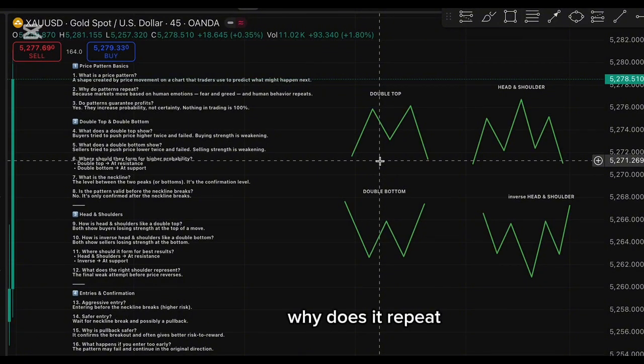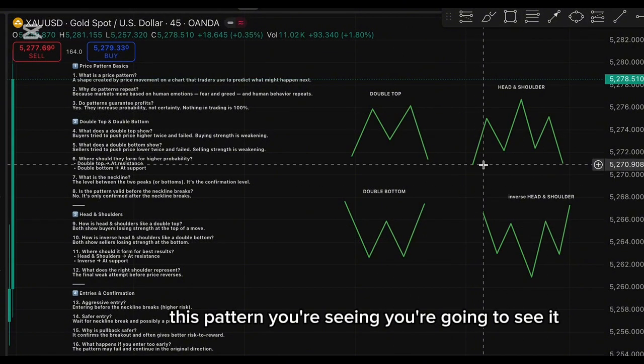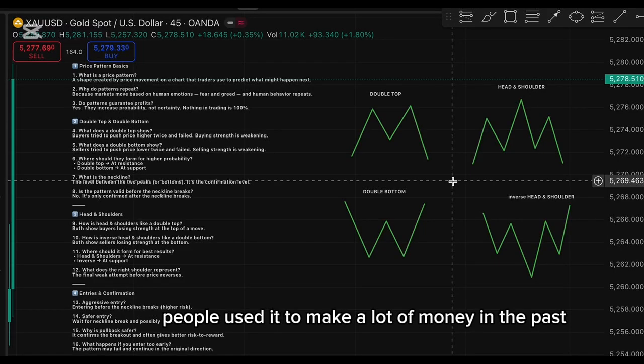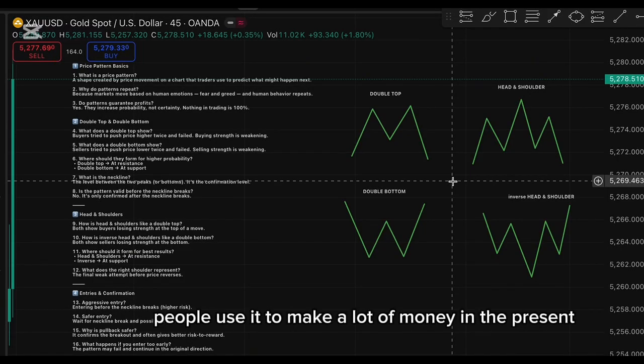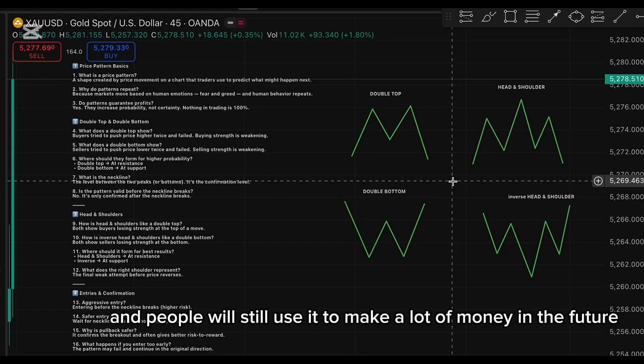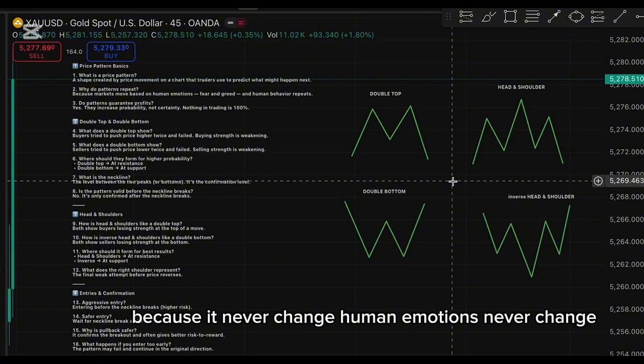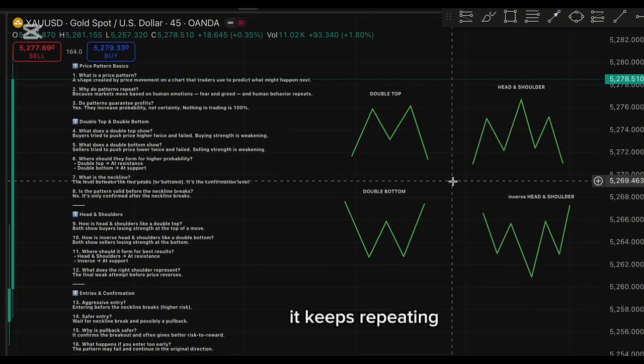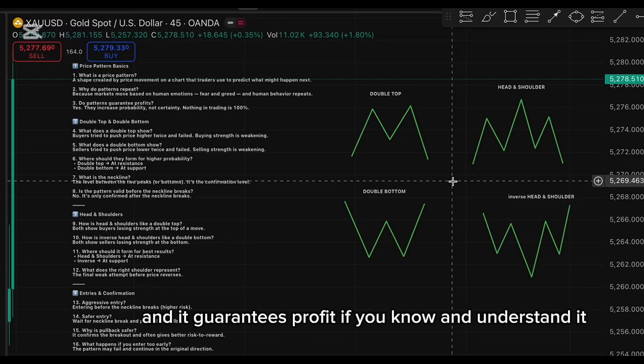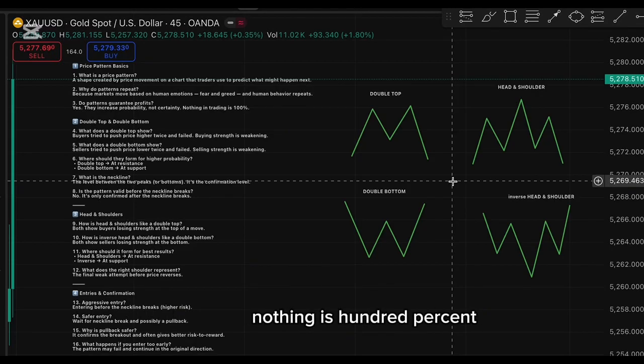Why does it repeat? This pattern you see, people used it to make a lot of money in the past, people use it to make a lot of money in the present, and people will still use it to make a lot of money in the future because it never changes. Human emotions never change. It keeps repeating. And it gives profit if you know and understand it. Nothing is 100% guaranteed, but there is a high probability of you making it over and over again.